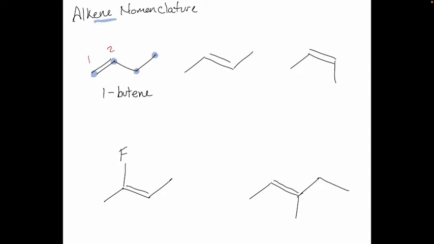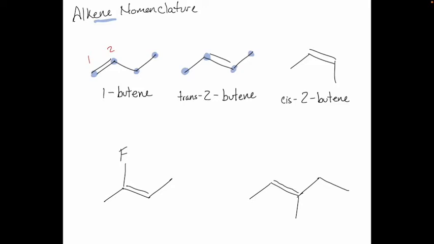For our next example, we also have 1, 2, 3, 4 carbons in our parent chain. So this is also a butene. But now the double bond is at position 2, because it's between carbons 2 and 3. But this one's also a 2-butene. What's the difference between the two? Cis and trans. Cis and trans, exactly. So this one would be the trans, where they're on opposite sides, and this one would be the cis, where they're on the same side.